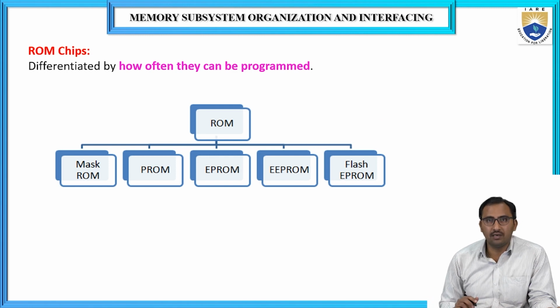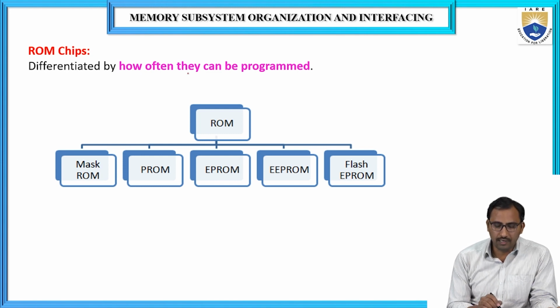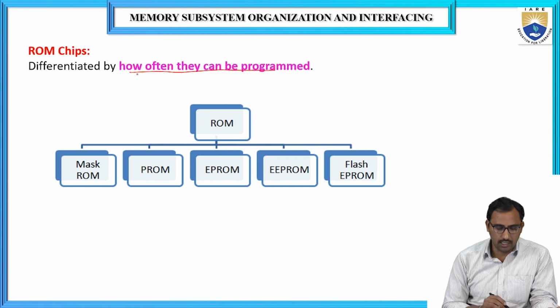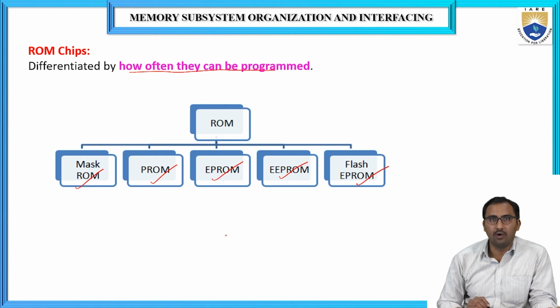And coming to the classification of the ROM chip. Here we have classified these ROM chips based on how often they can be programmed. Based on that parameter, the ROM chips are classified into different types: mask ROM, PROM, EPROM, EEPROM, and flash EEPROM. So these are the different classifications.